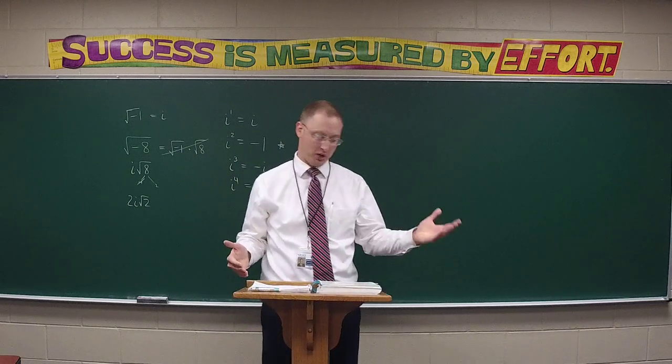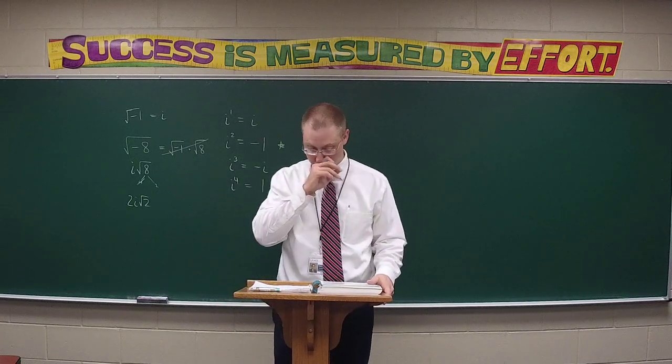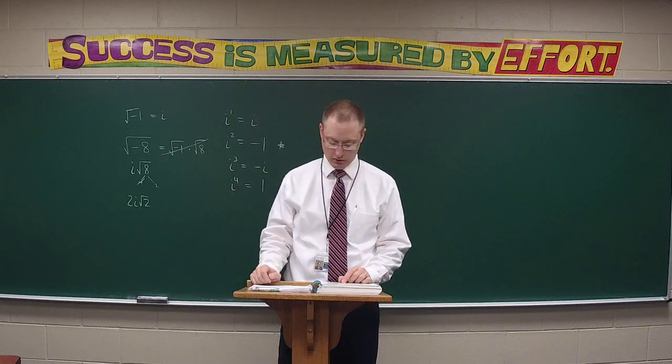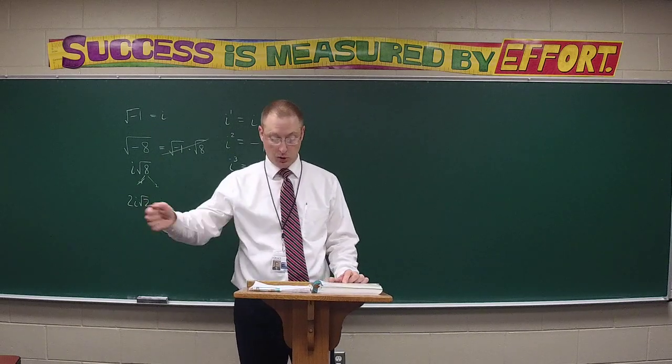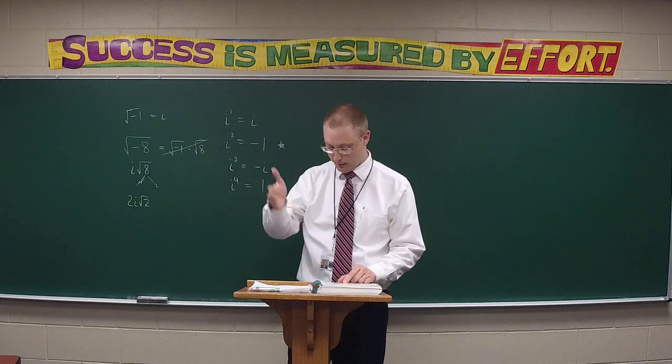8i. 8i times the square root of 64, but since that's just 8, it becomes 8i. What about the square root of negative 81, Genesis? 9i. What about the square root of negative 50, Kendall? 5i times the square root of 2. Good. The negative you pull out and it becomes an i. The 50, you factor into 25 and 2 to get 5i times the square root of 2.